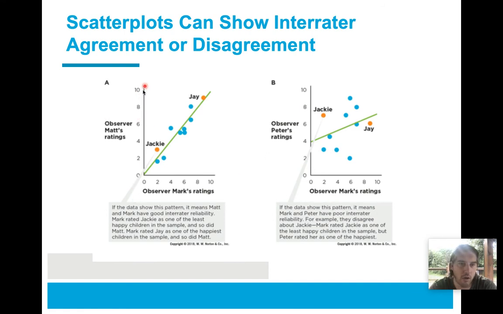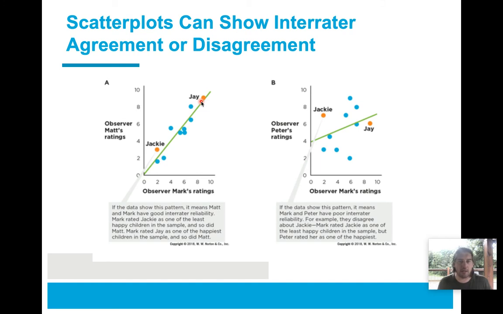On the y-axis, we have Matt's ratings. So this is research assistant Matt. On the x-axis, we have research assistant Mark. And we have 2 children who they are rating for happiness that we're highlighting, Jackie and Jay. So Matt rated Jackie on her happiness. Matt rated Jay on happiness. Mark rated Jackie on happiness, and Mark rated Jay on happiness.